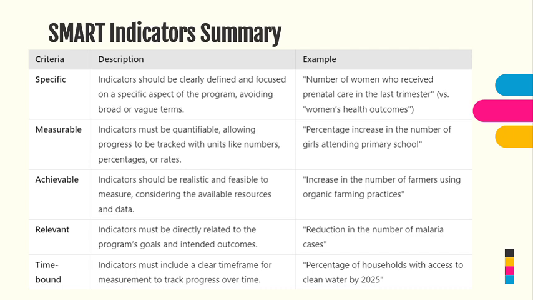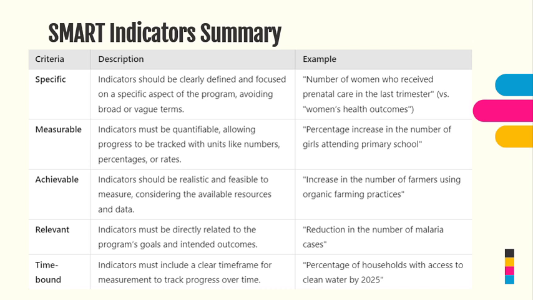The other thing is relevant. When you say an indicator should be relevant, what do we mean? It must be directly related to the program goals and intended outcomes. You cannot come up with an indicator that is, let's give an example, you're doing a project in farming, and then you start talking about HIV, about the number of condoms distributed, when you're talking about farmers improving their crop yield. That's irrelevant. So an indicator should be very directly related to the program goals and intended outcomes. For example, reduction in the number of malaria cases if you're dealing with a malaria project. That's a good indicator.